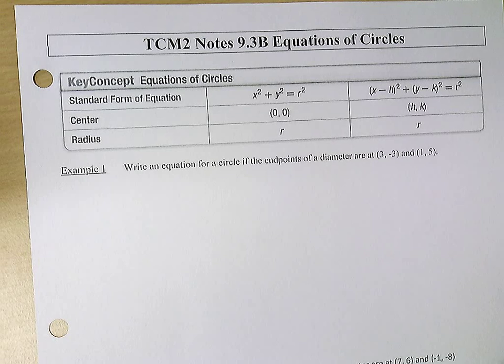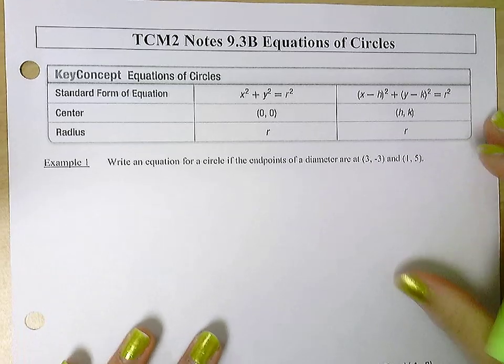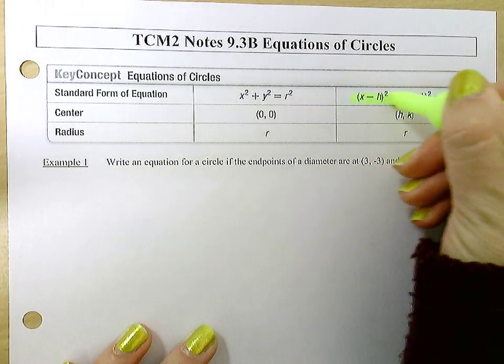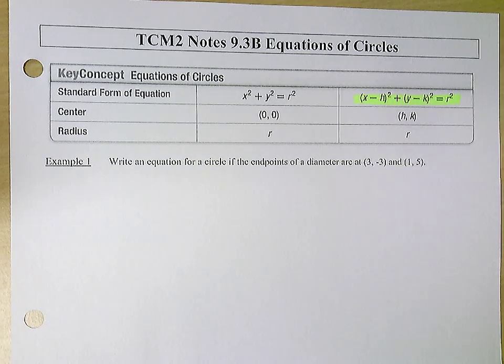We're still looking at equations of circles. This time you're not given a graph, you are just given 2 points on that circle. So we're still using our standard form. Our standard form is right here, with our center at (h, k) and our radius r.